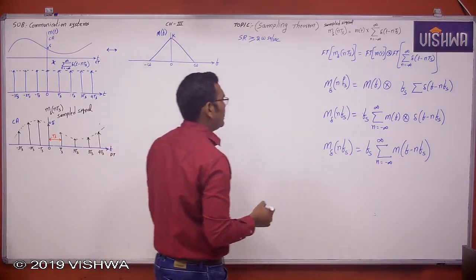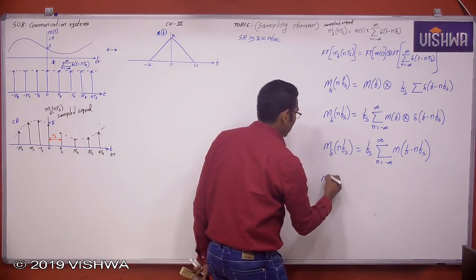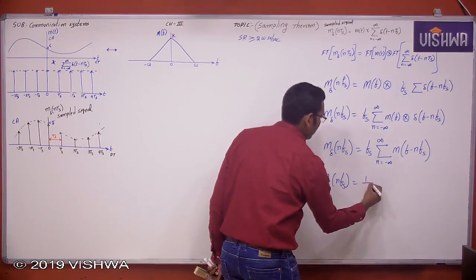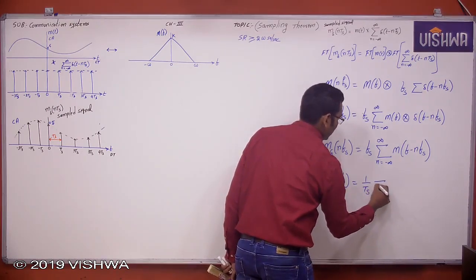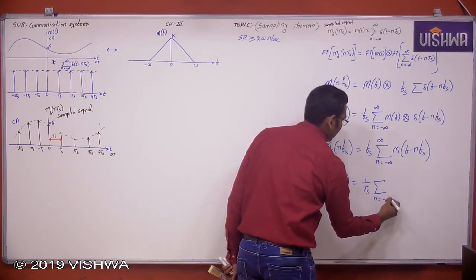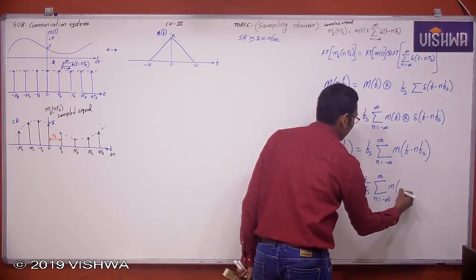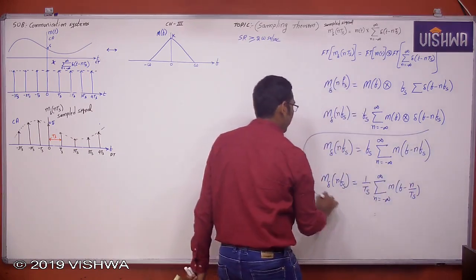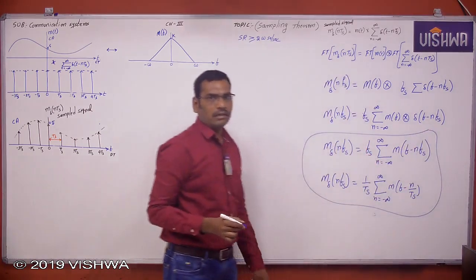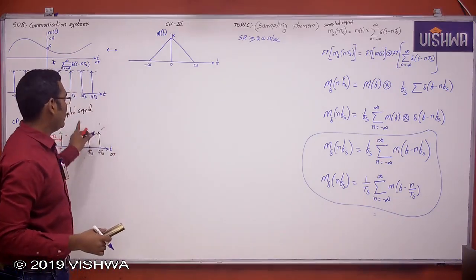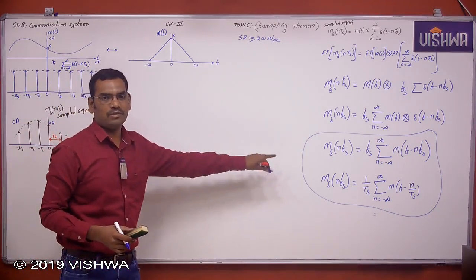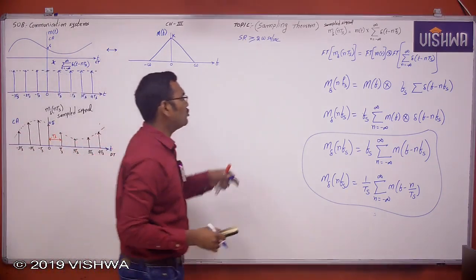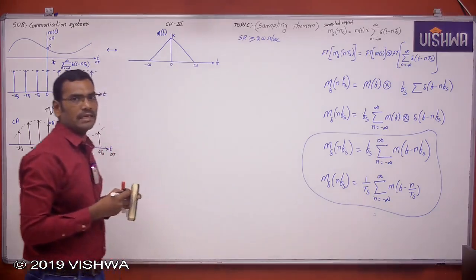This sample signal in frequency domain, M delta of n fs, is nothing but 1 by ts summation n equal to minus infinity to infinity M of f minus n by ts. This is the sample signal in frequency domain. Our sample signal was in time domain, now it is in frequency domain. This is the sample signal spectrum. Now we will see this sample signal in frequency domain, and whether we will get the original message signal or not.